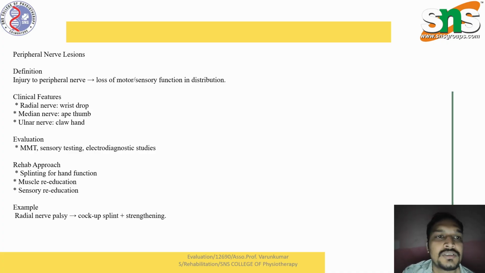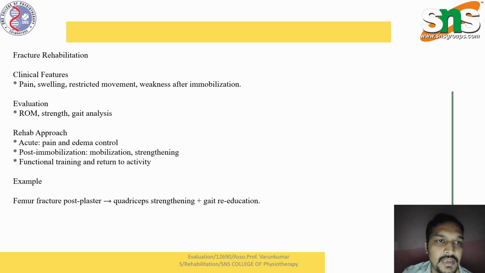Peripheral nerve lesions: injuries to the peripheral nerve lead to loss of motor and sensory function. The features depend upon the nerve. Evaluation is through manual muscle testing. In rehab approaches, there may be splinting for hand function, muscle re-education, or sensory re-education. For example, for radial nerve palsy, we can go with a cock-up splint and strengthening exercises. Then fracture rehabilitation: clinical features involve pain, swelling, and restricted movements. Evaluation is through range of motion. Rehab approaches include pain and edema control, strengthening exercises after immobilization, functional training, and return to activity.